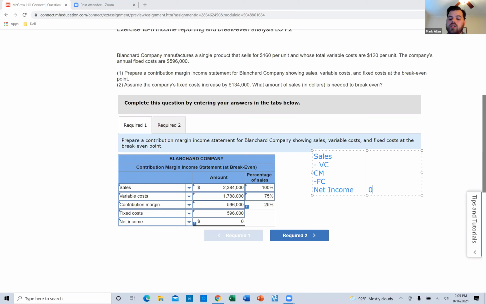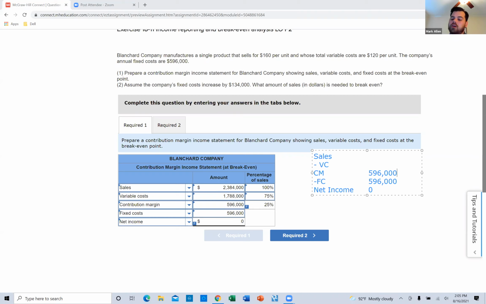Now, they told us our fixed costs were equal to $596,000. So we can drop that in right there. And for my contribution margin minus my fixed costs to equal 0, that must mean that my contribution margin is equal to my fixed costs. So that means that contribution margin must also be $596,000.